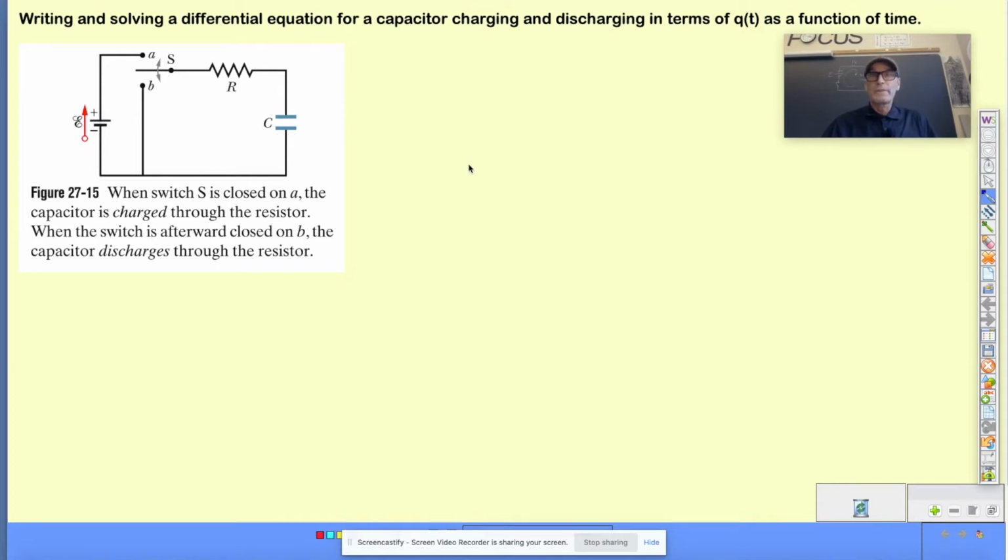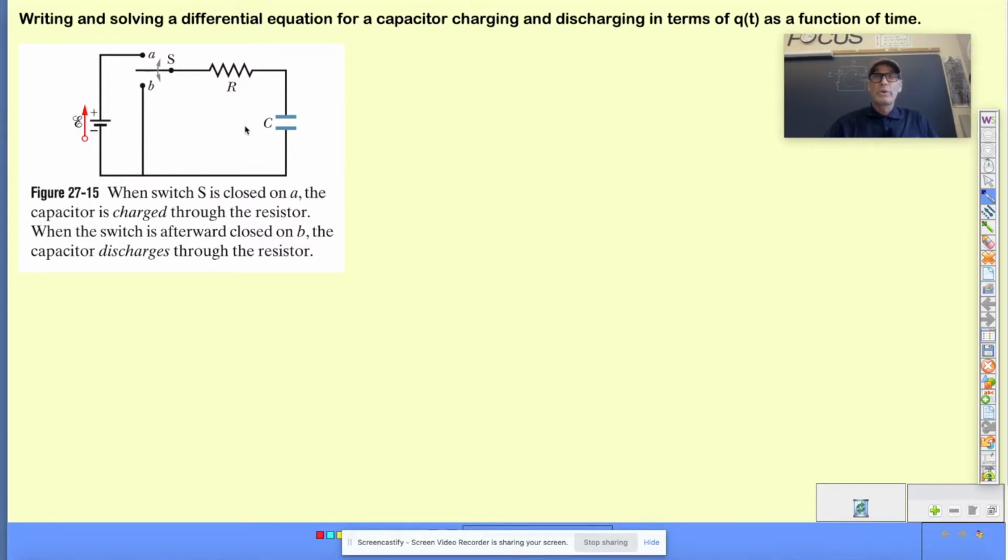So when we flip the switch to A, that capacitor fills up quite quickly in the beginning. But over time, it takes a little bit more effort by the EMF to get the last few charges on the capacitor, because eventually that capacitor voltage is going to equal the EMF of the battery. And notice that they're kind of opposing each other. Okay, all right, so here's what we're going to do. We're going to set up a differential equation, and then we're going to solve it.